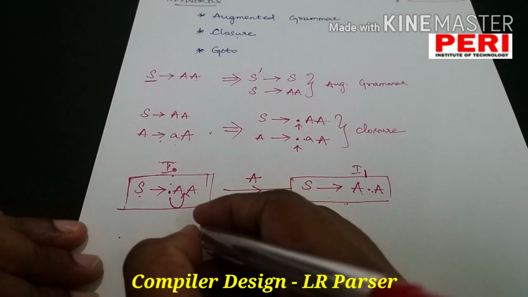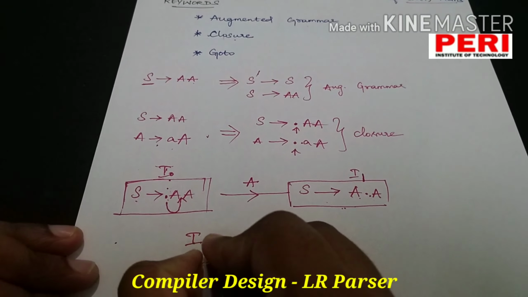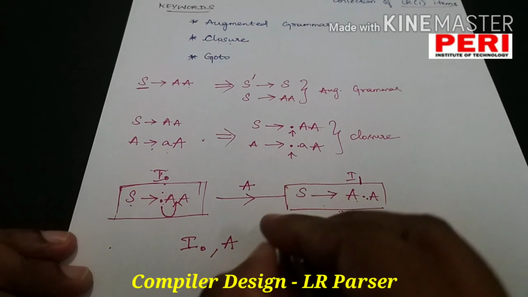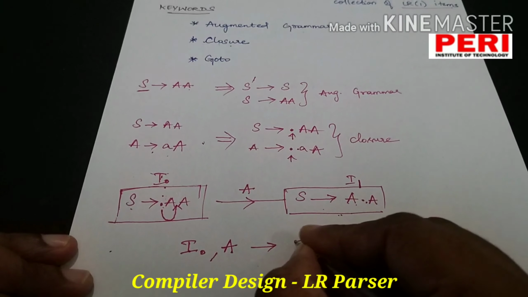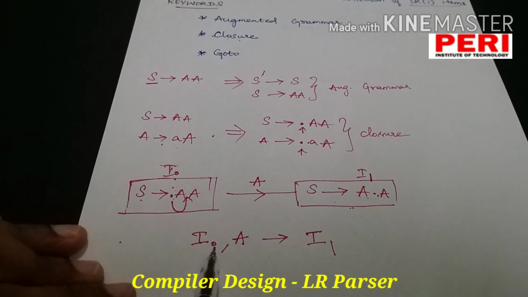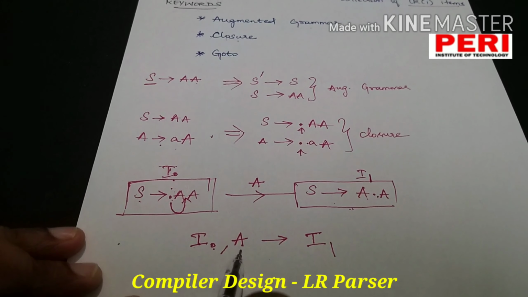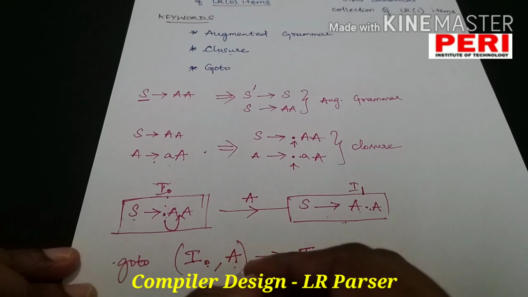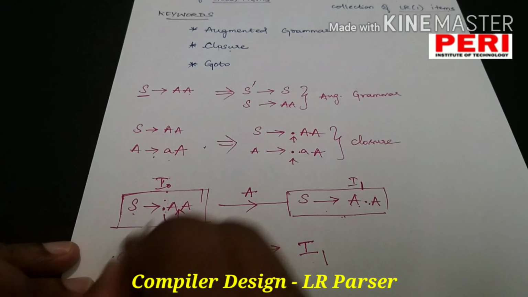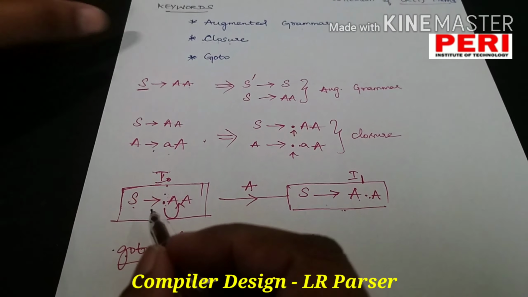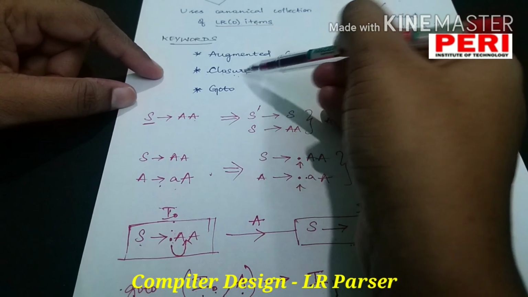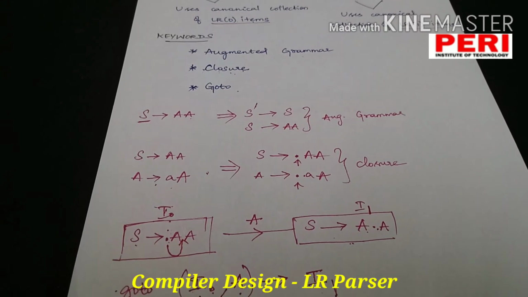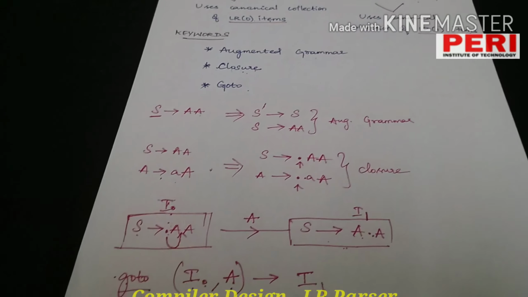So what actually happened here is, on state I0, on moving across A, I am moving to a new state called I1. This is my goto function, that is, on I0 upon A, goto I1. These three are the keywords that you should know for solving the LR problem. So this is all for this video. I'll discuss the LR0 and SLR1 parser in the next video. Thank you.